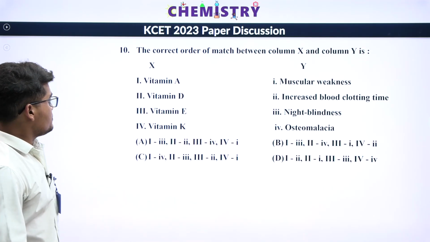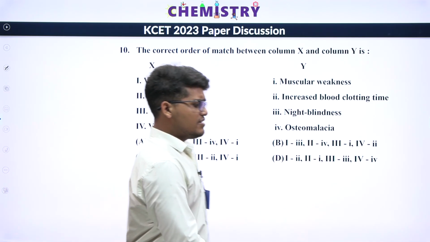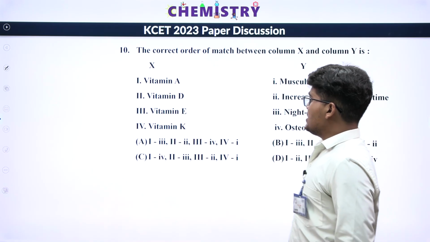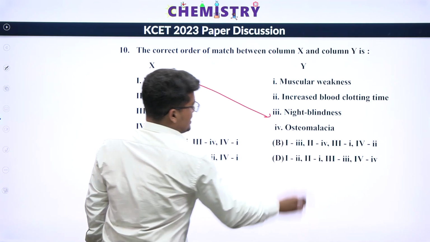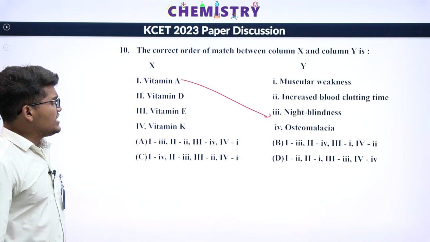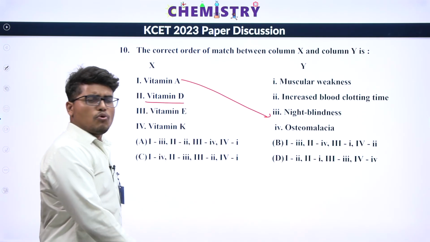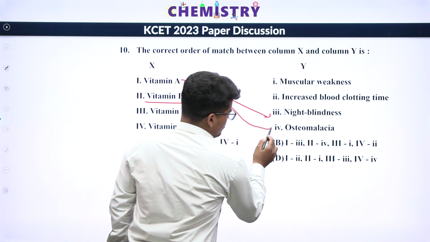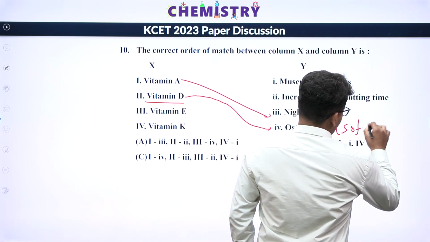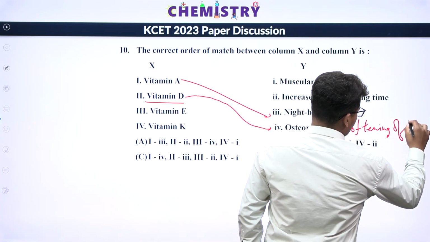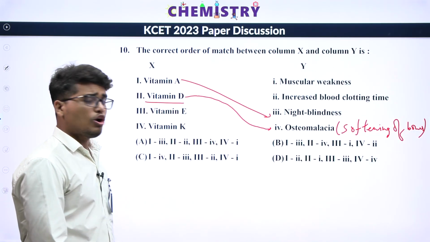So now come to the last one, that is the 10th question. You can see in this case, again they have given it in the NCERT only. Vitamin A represents what? I think it represents night blindness. Correct. So deficiency of vitamin A represents night blindness. Vitamin D is basically related to the bones only, and for bones they have given osteomalacia. What do you mean by osteomalacia? It is a softening of bone. Correct. So vitamin D represents option 4.